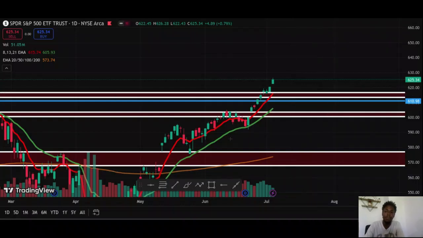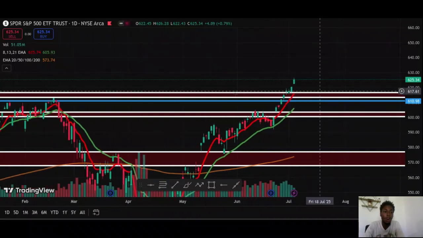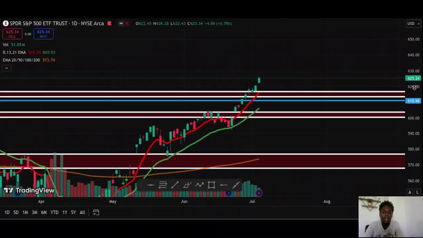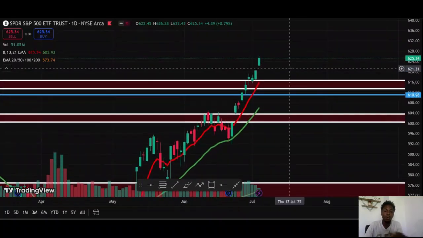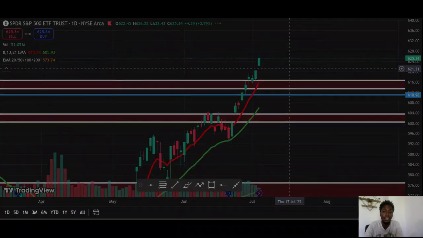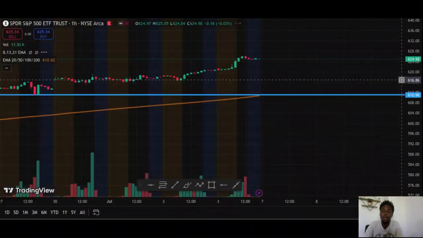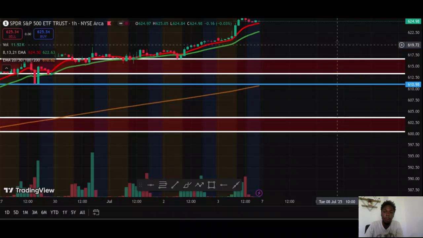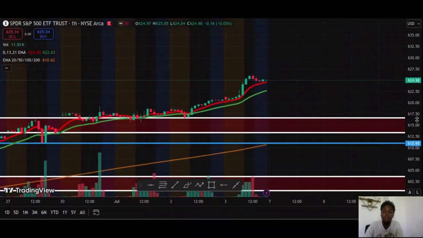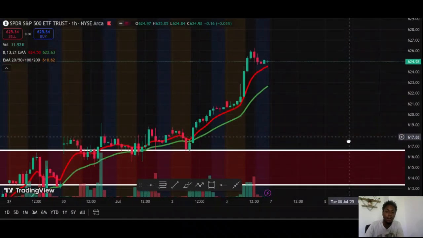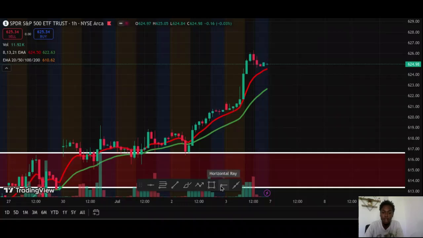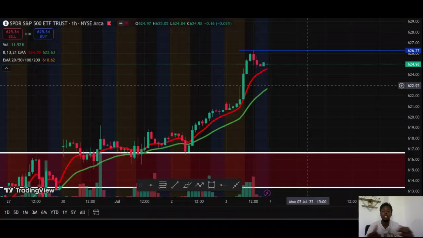SPY. As you can see, SPY made an all-time high once again. So first thing we're gonna do is get our resistance. If anyone don't know how we're gonna do that, we're gonna come down to the smaller time frame on Friday, and we're gonna get our horizontal ray, and boom, right there, that's our resistance. Our resistance is previous highs.